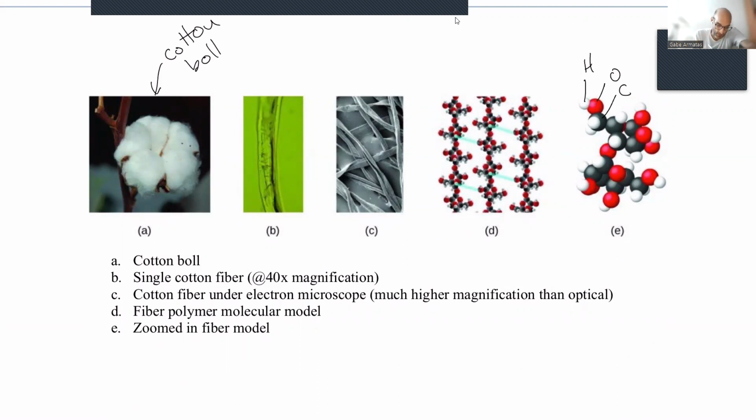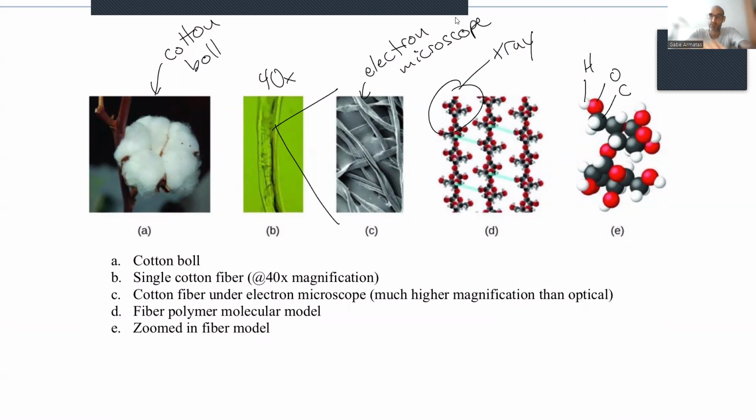And if we zoom in at 40x magnification, this is what an individual one of those pieces of that cotton ball looks like. If we zoom in even more with an electron microscope, that individual part is made up of a bunch of smaller fibers. With an electron microscope we can see even smaller. This is an X-ray. We can use X-rays to see even smaller than that, and so we can see the individual atoms.